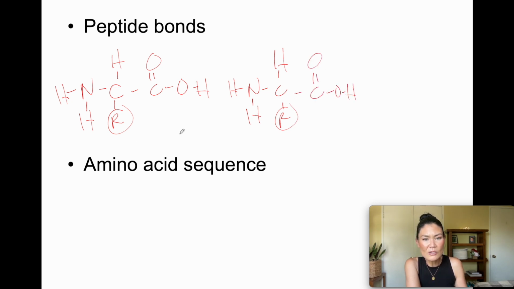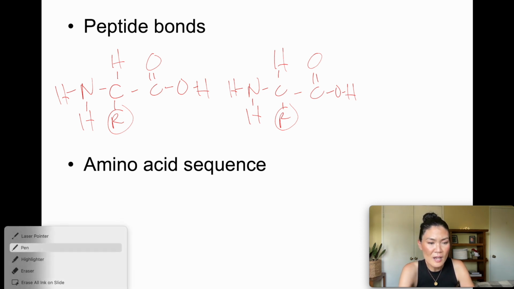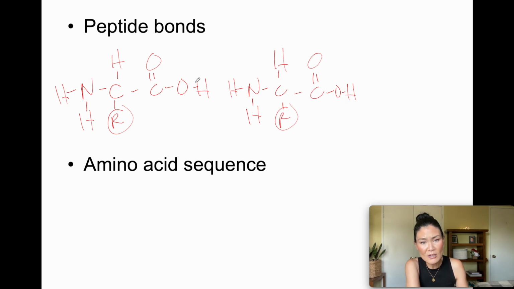Okay, and so if this is amino acid number 1 and this is amino acid number 2, how are they going to form a peptide bond? How are they going to form a covalent bond? How are they going to come together? Well, it's going to be by dehydration synthesis reaction, okay? This OH and this H come together. They come together to make H2O. And then this carbon and this nitrogen form a covalent bond.